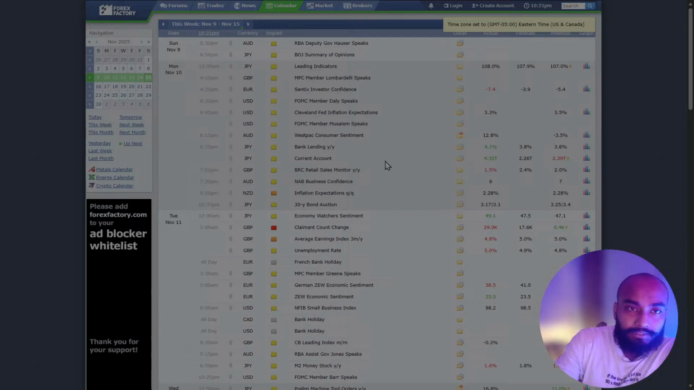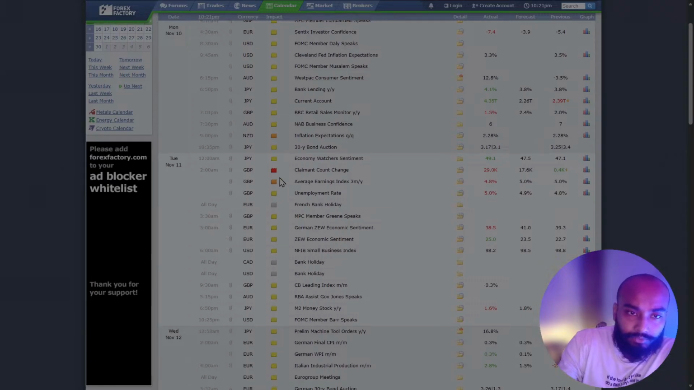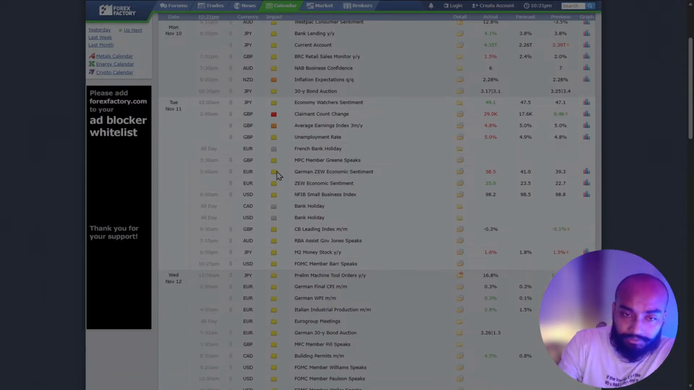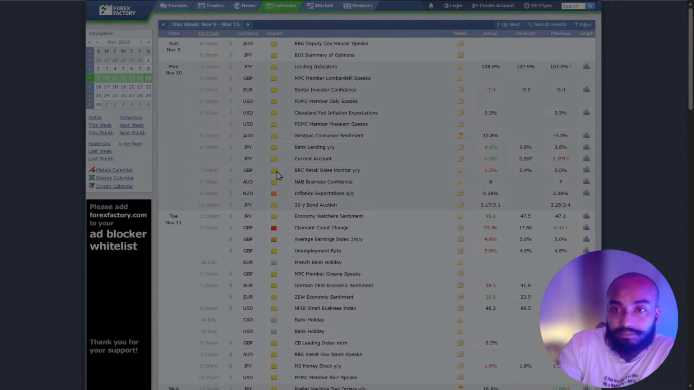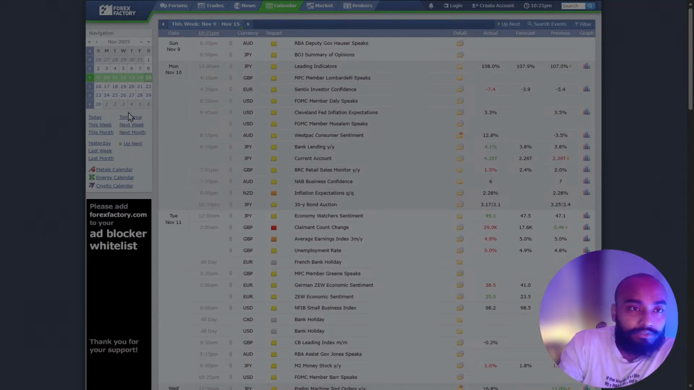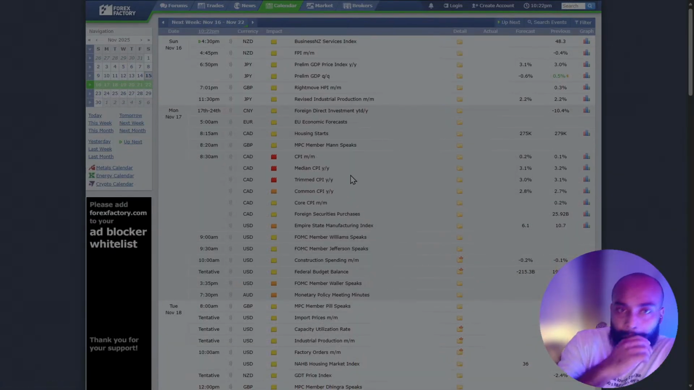So on Monday we do have JPY news, so there is no actually most important factor at that time. But Tuesday we do have GBP, very high impact or the most. Maybe this week, no, the next week. Yeah, this is the week.